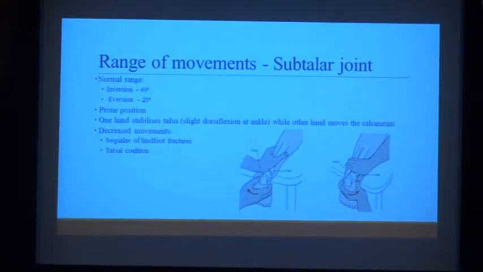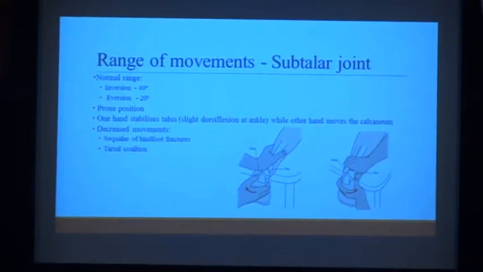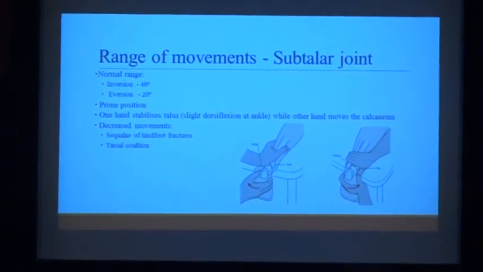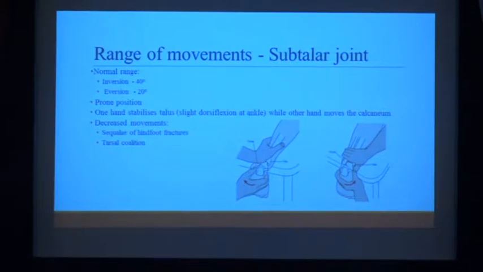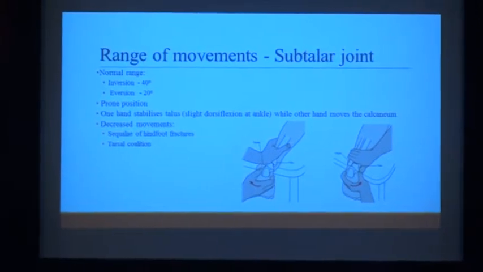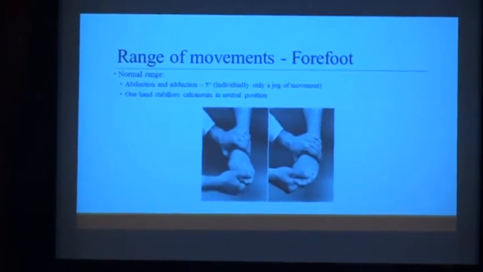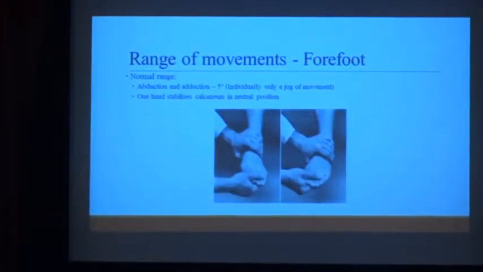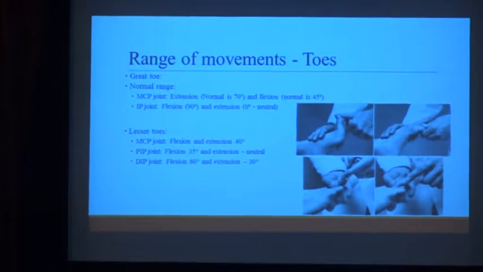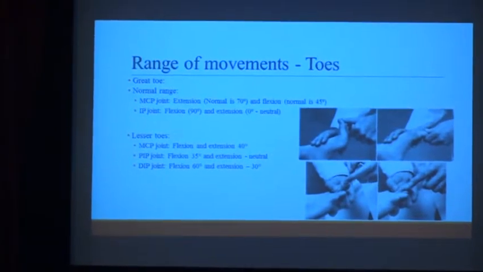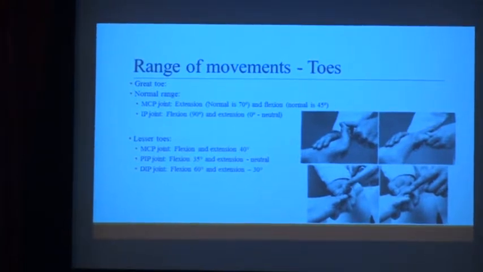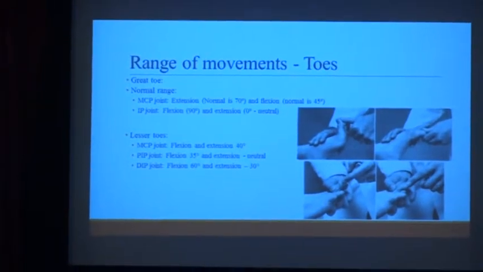The subtalar joint, you will have to stabilize. One hand stabilizes the talus, the other hand moves the calcaneum, and you will see the range of movements of the subtalar joint. Forefoot movements, very small range of movements, maybe 5 to 10 degrees of forefoot movements occurs. Toe movements, the MCP joint flexes to about 45 degrees and the IP joints a little more.